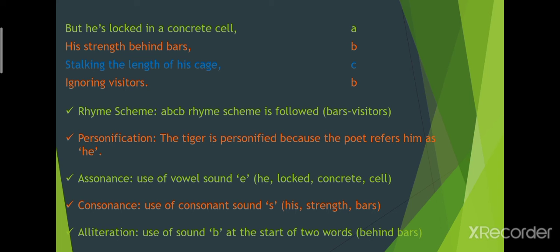And the next concept is alliteration. Alliteration means use of the sound B at the start of two words: behind bars. Here also these two words are next to each other and these two words start with the same letter, which is called alliteration.